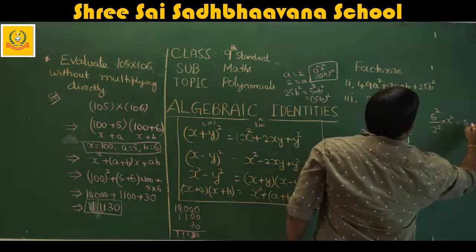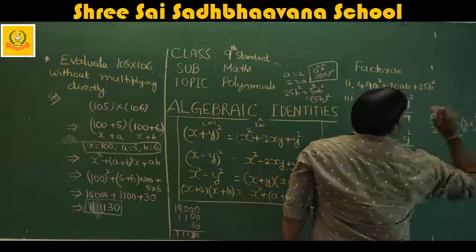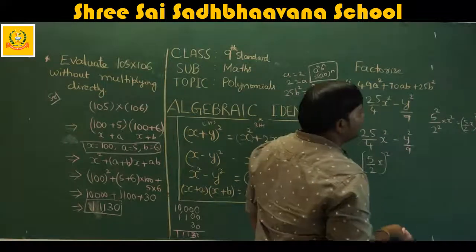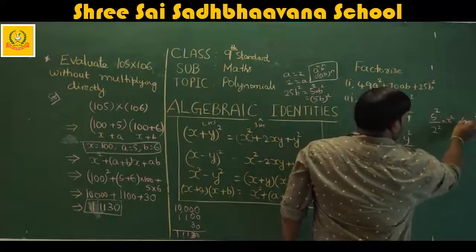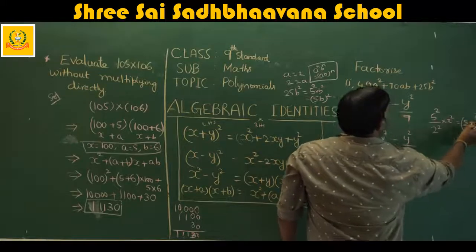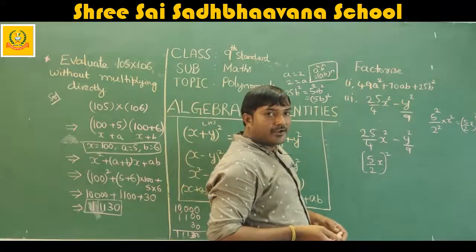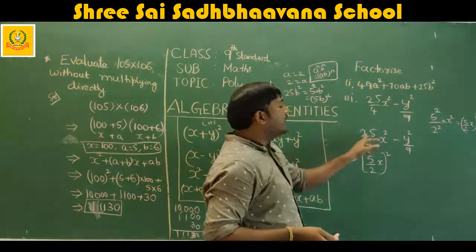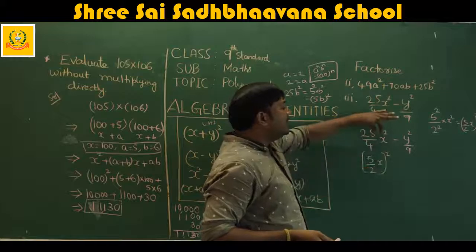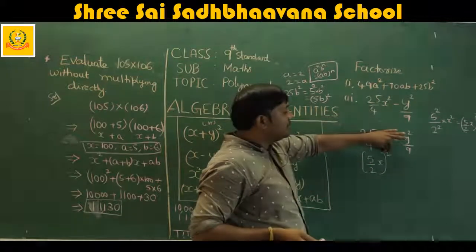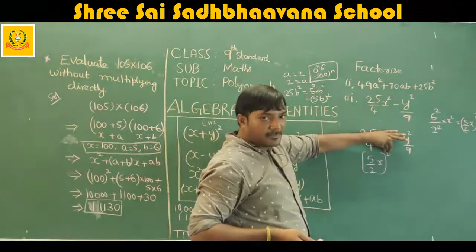So what can I write? (5 by 2x) whole square I can write, because when you send the square inside, 5 is squared, 2 is squared, x is squared. So you'll get the same thing. Isn't it? Can't we write like that? So we have written 25 by 4x square like this: I just kept this square separately.